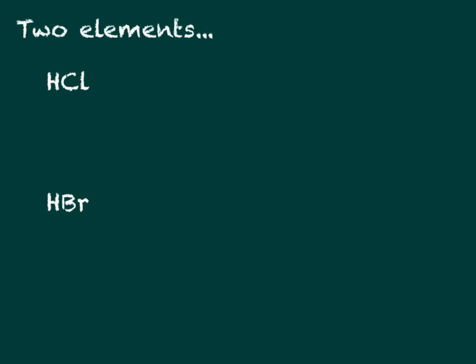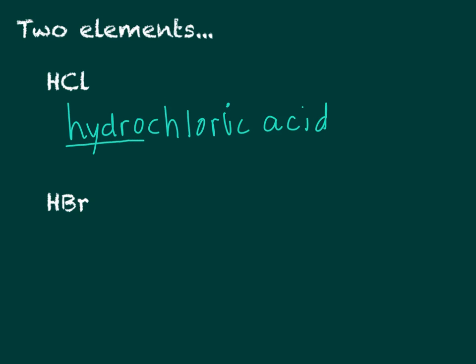Here are two examples. HCl is our first one. So whenever we have two elements which include hydrogen, we're always going to start with hydro, okay, which is how we recognize that the hydrogen is there. And then it's chloric acid. So what we're doing, we enter the word hydro, then we have the stem from the word chlor, we end with the suffix ic, and we add acid. So hydro, the root word for the element, ic, acid.